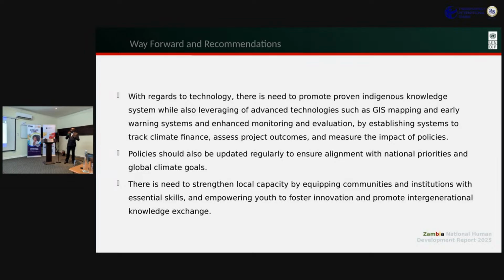Establish a climate change finance system, also very good. Policies should also align to national goals. There should be dynamic documents we develop that respond to these emerging issues right now. Strengthen local capacity by equipping community institutions and essential systems. Youth innovation is very great to acknowledge, because from what we see, the most data is in the communities.